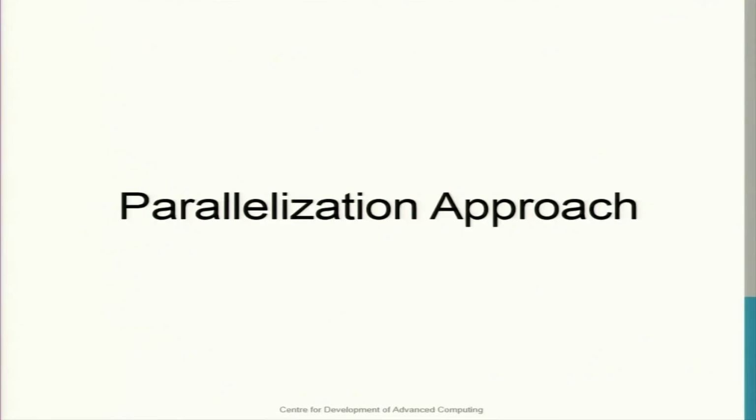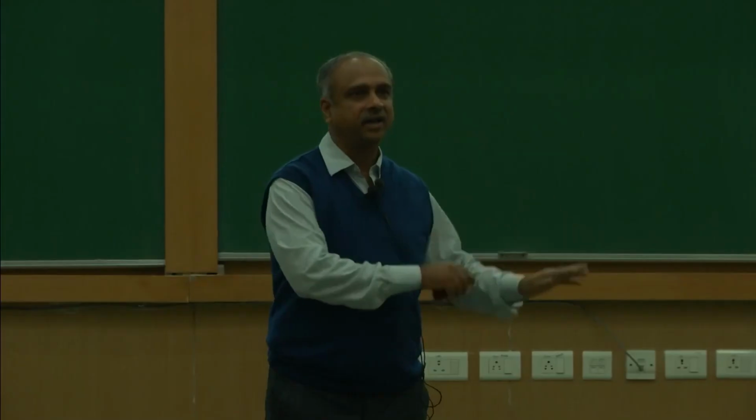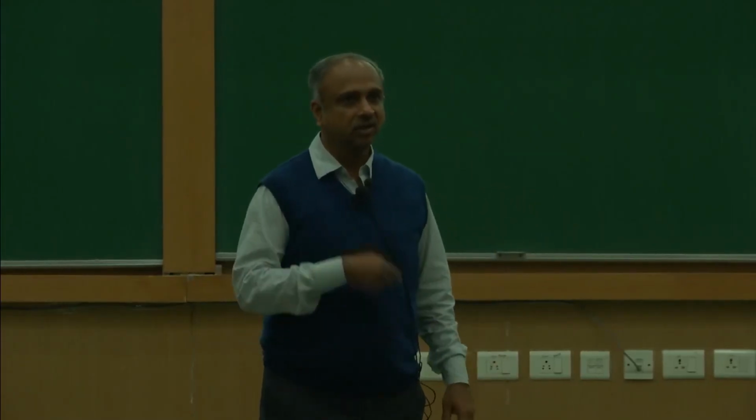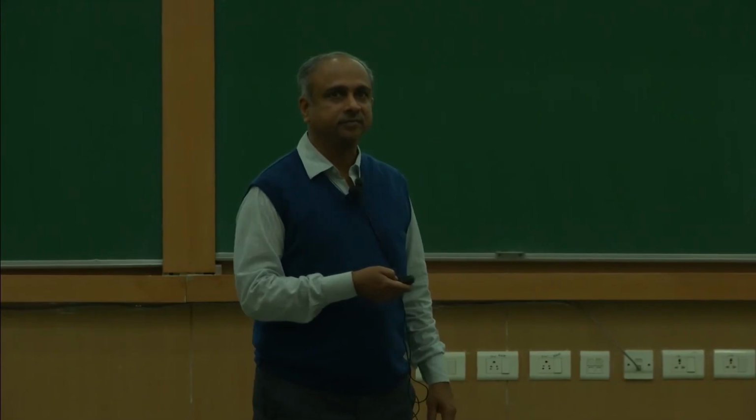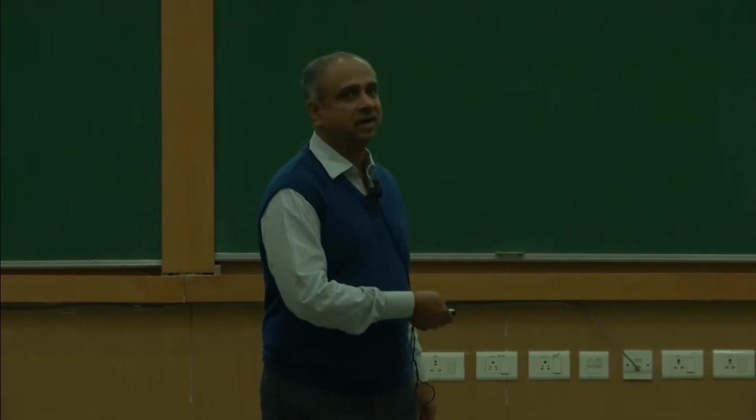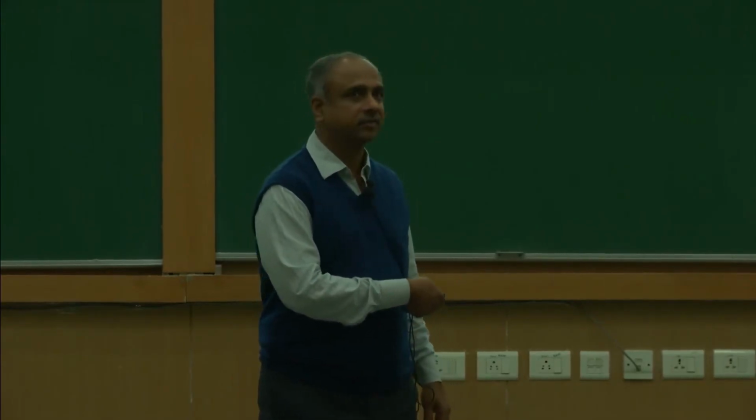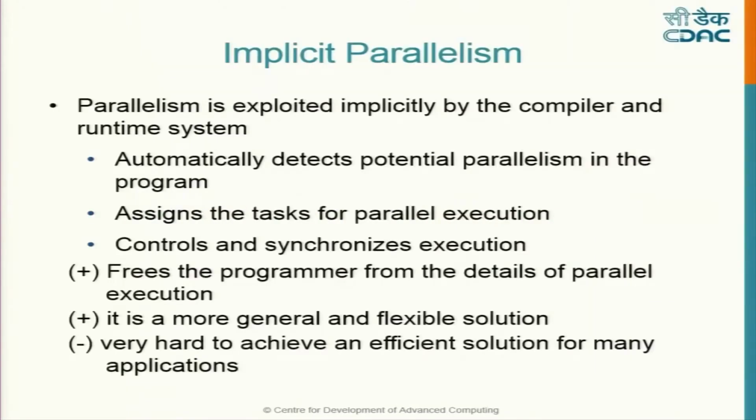So now this is all about the architecture, all the hardware aspects. Now we will talk about the parallelizing approach that we have to take. There are two types of parallelism. One is called implicit, another is called explicit. As the name suggests, implicit is done by the compiler.